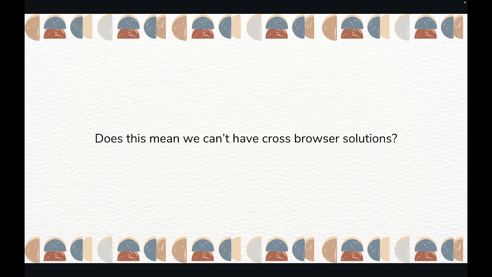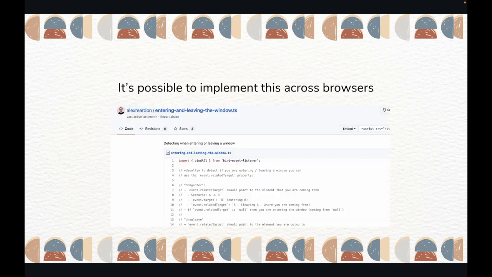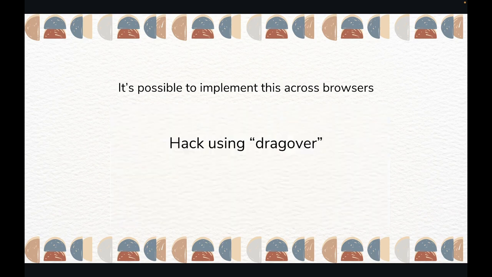So does this mean we don't have any cross-browser solutions? No. In the same thread of the bug, you will find a solution by Alex, who is also the creator of an amazing drag and drop library called React Beautiful DND. He has posted a workaround for Safari. It can detect and provide related target which is correct, and I'd like you to check that out.